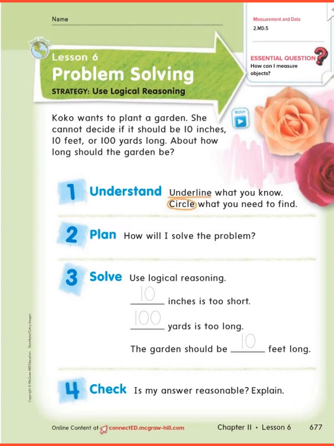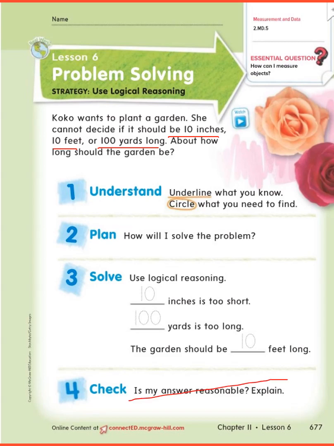Think about what makes sense. 10 inches is too short for a garden. Okay, 10 inches, that's shorter than your notebook is. And 100 yards is too big for a garden. 100 yards is a football field. So the garden should be 10 feet long. Okay? They gave us three choices. Should it be 10 inches, 10 feet, or 100 yards? And we just have to think about each one.